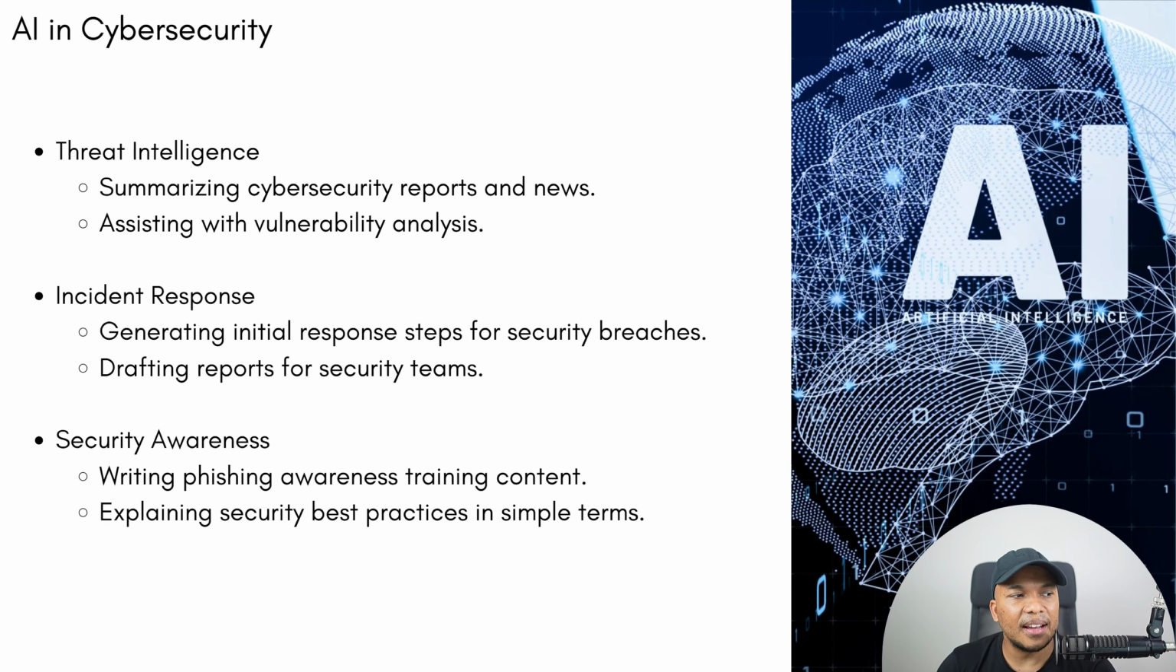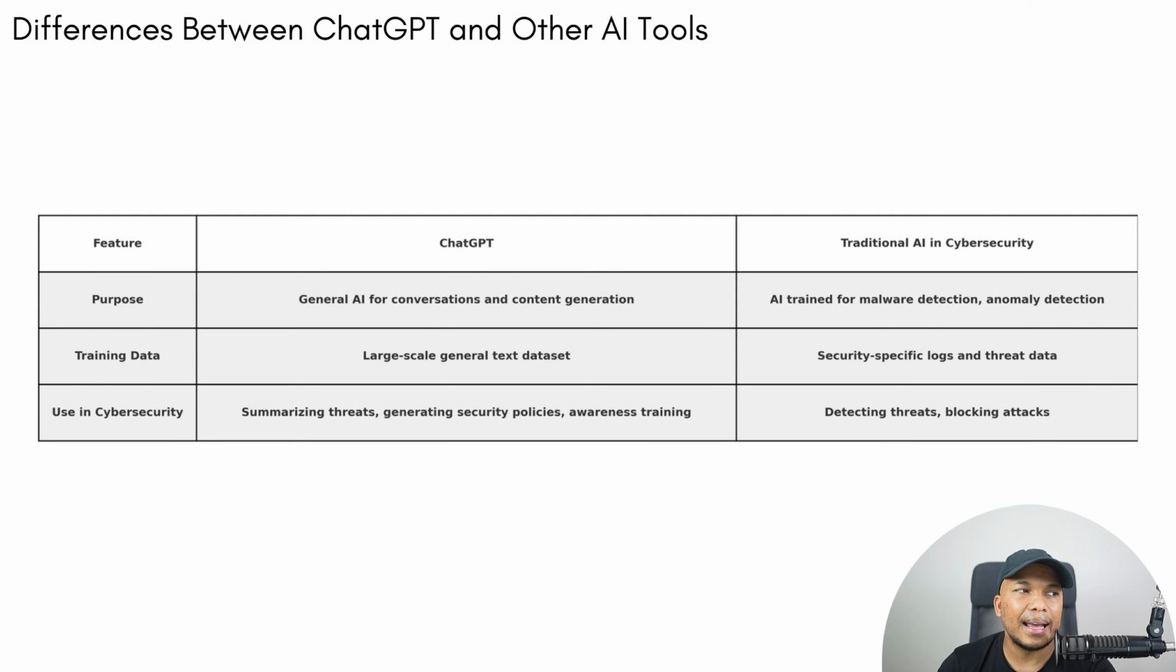Now, AI in cybersecurity. We're going to discuss more about this later, but AI has already been used in cybersecurity for quite some time. Specifically with ChatGPT, we could use it for threat intelligence, incident response, security awareness, and so much more. We're going to delve into all of this later in the course.